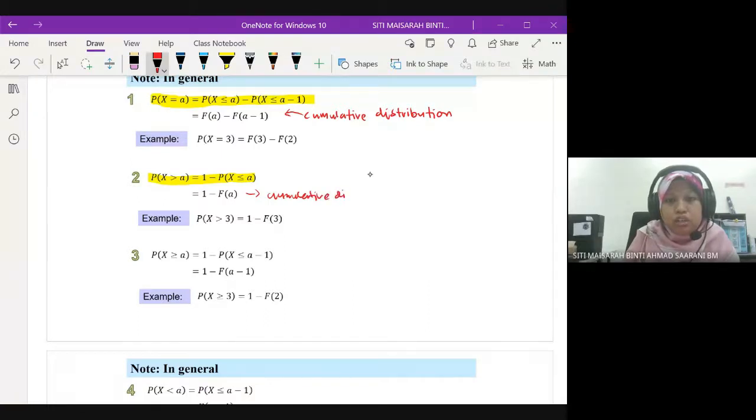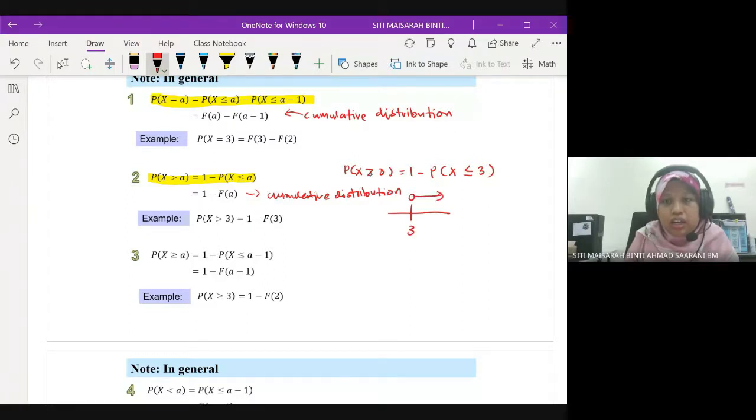Okay. So kalau contoh guna yang atas ni, probability X more than 3 is equal to 1 minus probability X less or equal to 3. So kita tak nak 3. Tapi kita nak start dengan 4 sebenarnya. So jadi kita kena buang 3 ni. Ni buanglah yang kat sini. Okay.